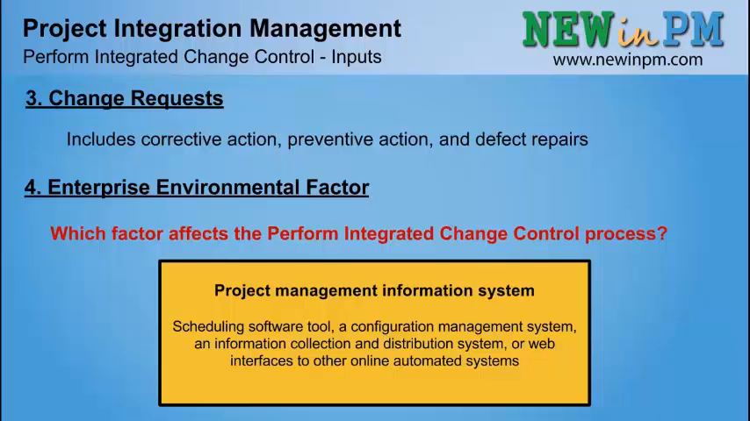The fourth input, enterprise environmental factors. The factor that affects the perform integrated change control process is the project management information system. The project management information system here includes a scheduling software tool, a configuration management system, an information collection and distribution system, or web interfaces to other online automated systems.